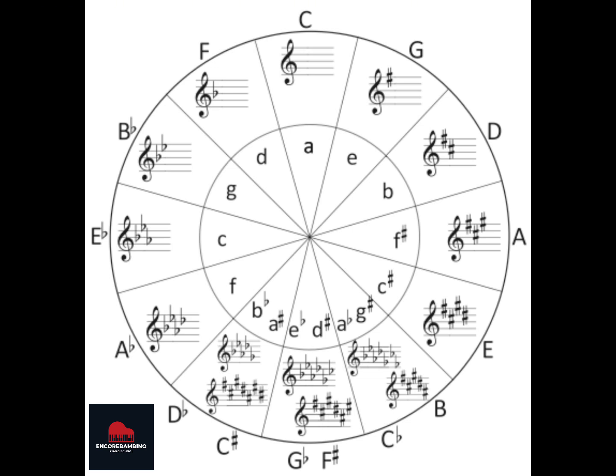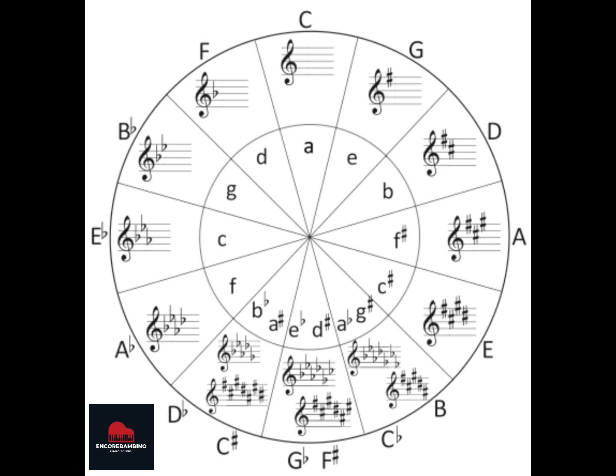My very first recommendation would be to memorize the order of sharps and flats. The order of sharps goes as follows: F, C, G, D, A, E, B. And the order of flats is B, E, A, D, G, C, F. This is going to be very helpful if you memorize the order of sharps and flats. The order of sharps and flats never changes.